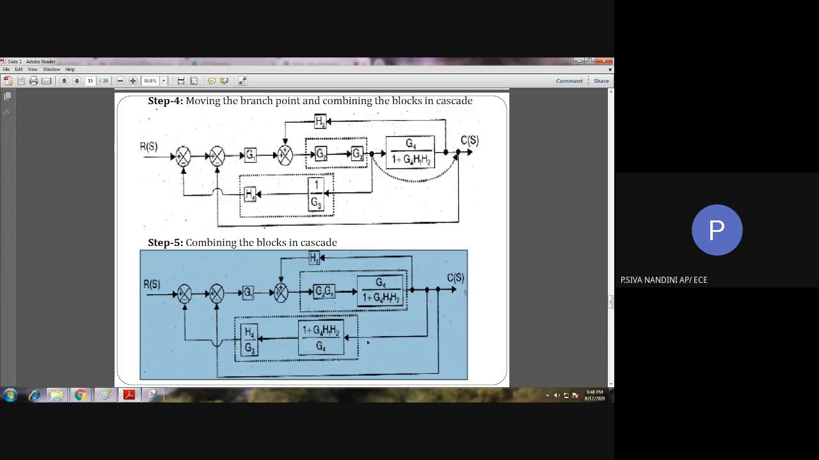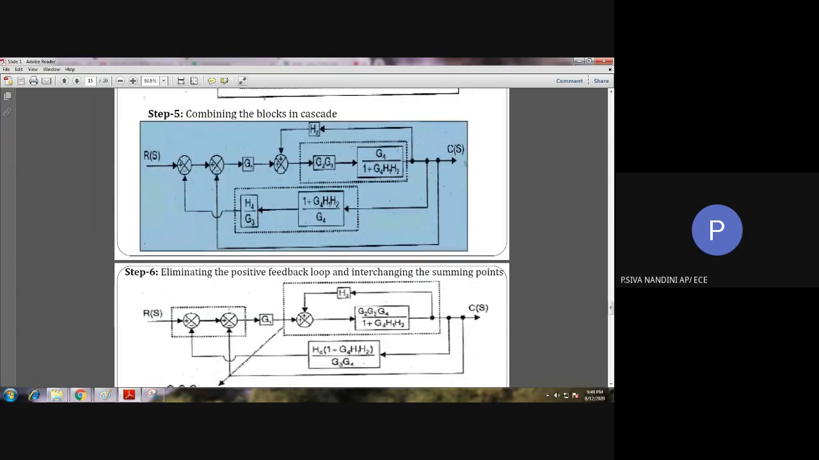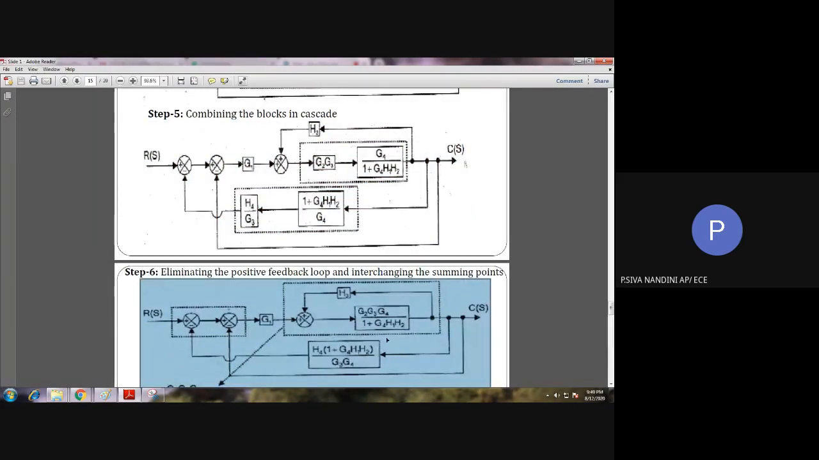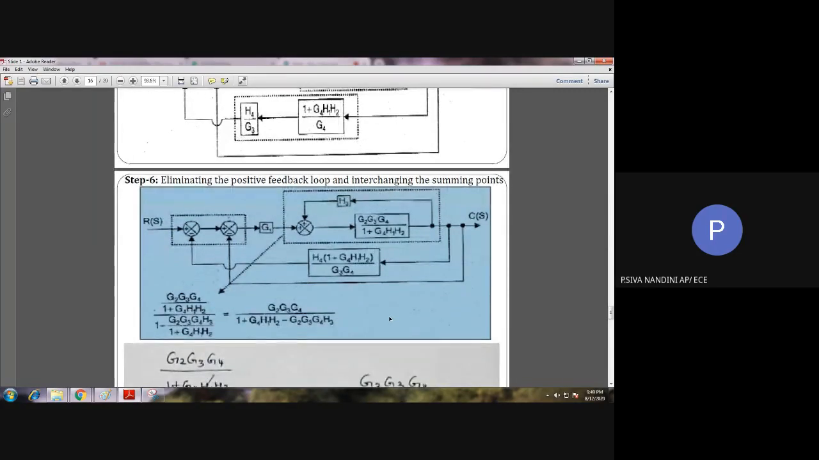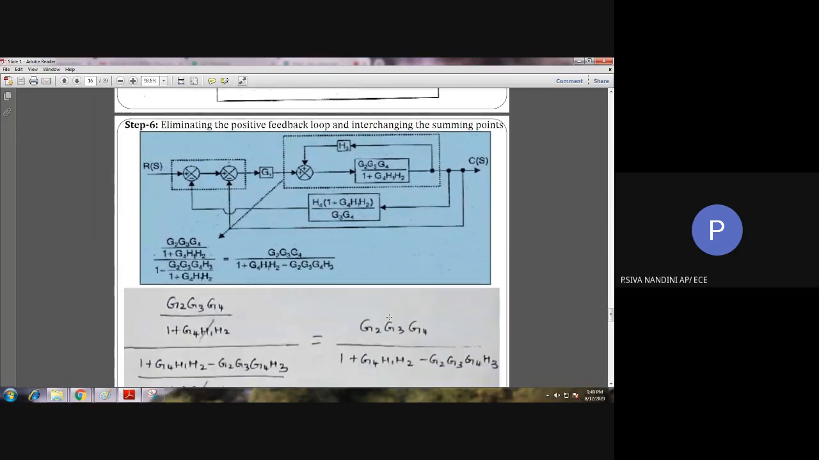Clear? So if we see here, we have series blocks here and here. We can reduce these series blocks by simply multiplying those blocks. After that, we will have a block diagram like this. See here, we have a positive feedback loop, so we can apply the reduction formula for a positive feedback loop.